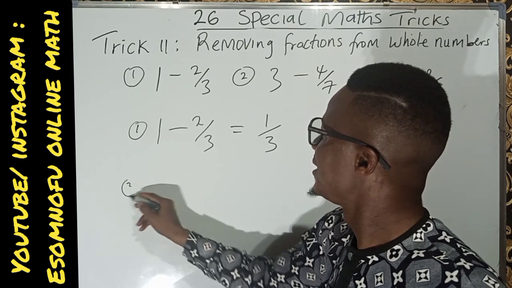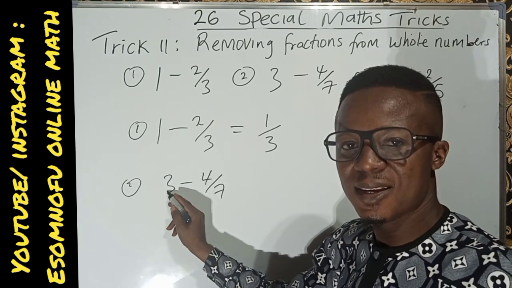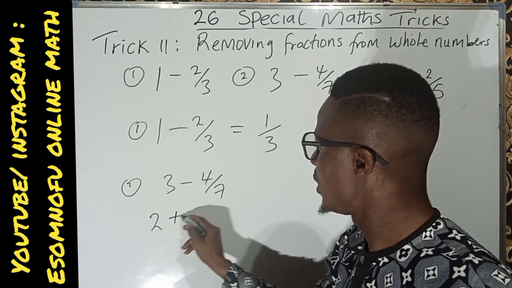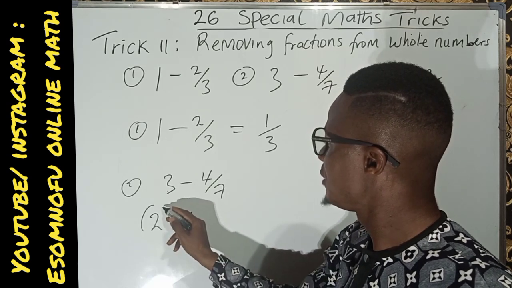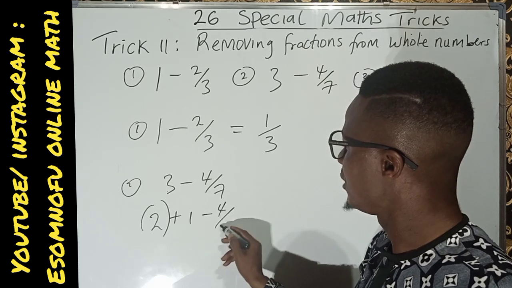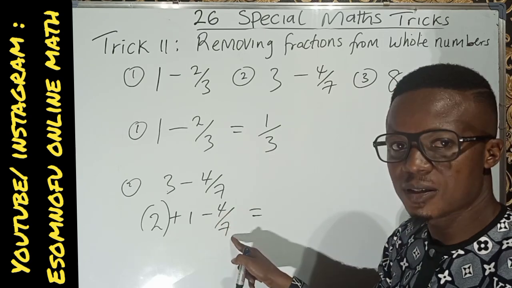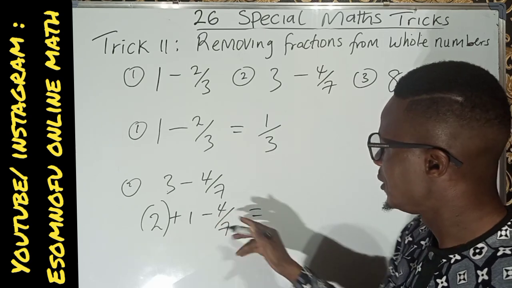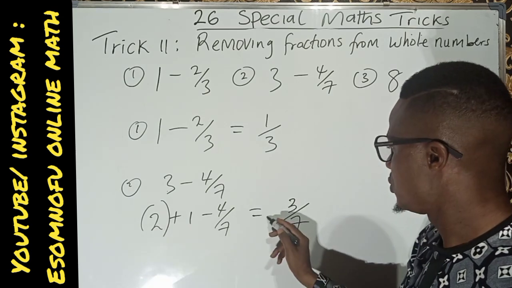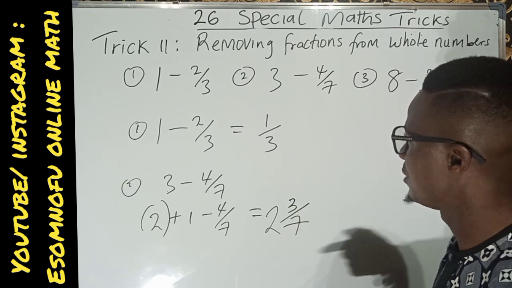For the second one, where you have 3 minus 4 over 7. Unfortunately, this 3 is not 1, but you can get 1 from it. You can call it 2 plus 1, because 2 plus 1 will give us our 3 back. Then you now say minus 4 over 7. So we've got 1 minus 4 over 7. Just call it 7 minus 4, which will give us 3 all over 7. Then you bring your 2 whole number and write. Therefore, the answer is 2 whole number 3 over 7.